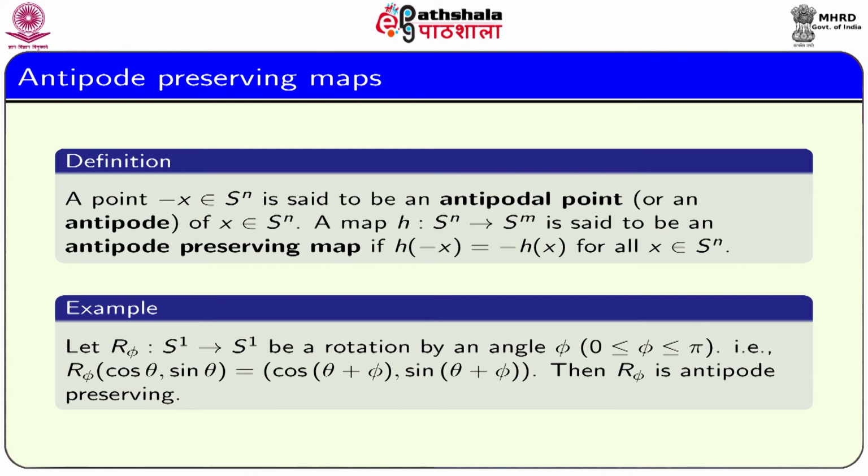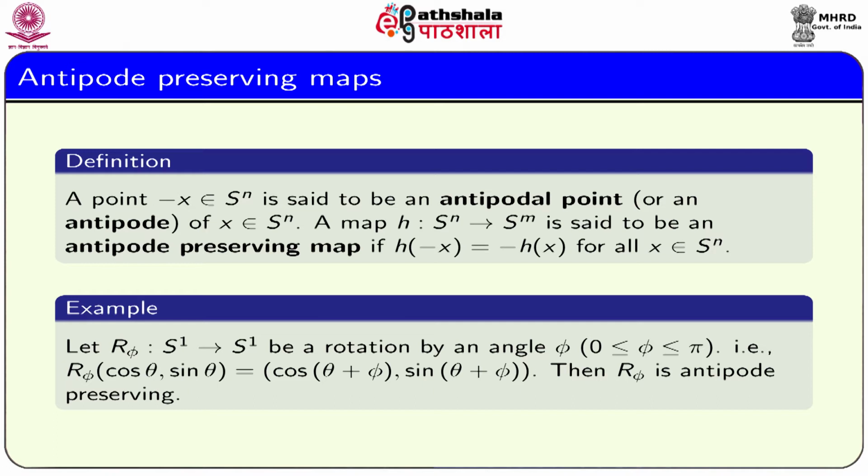Now we define an antipodal point. Suppose I take a point x from Sn, then the diametrically opposite point minus x on Sn is called the antipodal point of the given point x. Now, a map H from Sn to Sm is said to be an antipode preserving map if H(minus x) is equal to minus of H(x) for all x belonging to Sn.